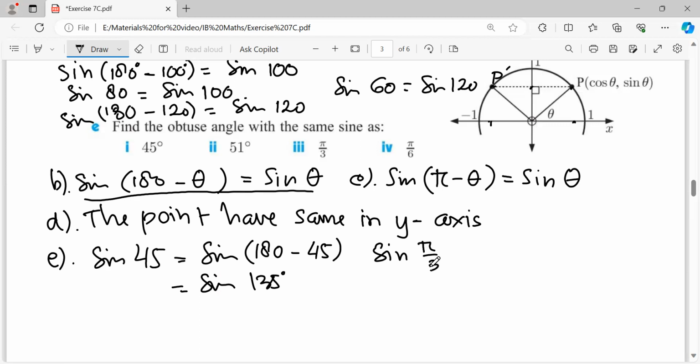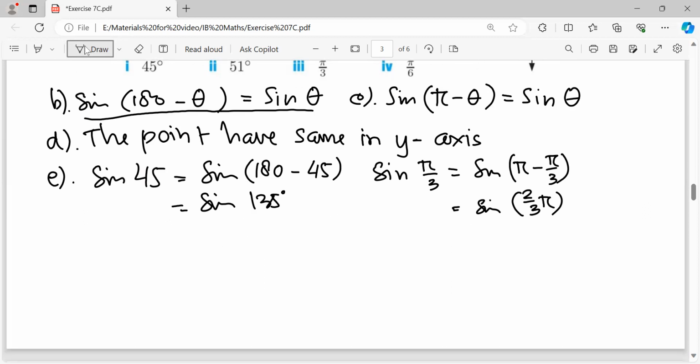So about sine pi over 3 equals sine pi minus 1/3 pi. Okay, so it becomes sine 2/3 pi. With the same procedure, you can find sine 51 as well as sine pi over 6. Okay.